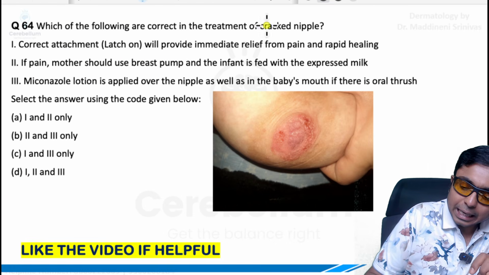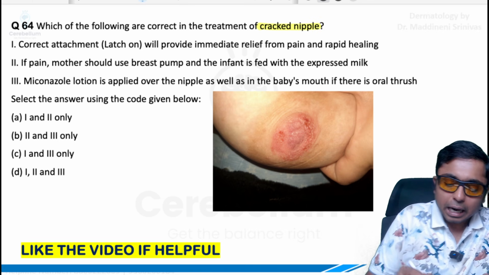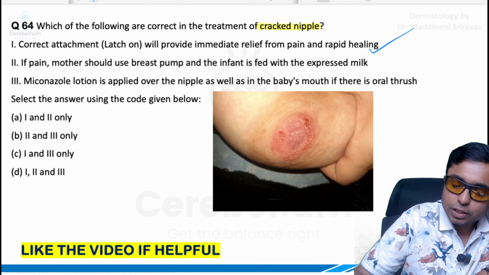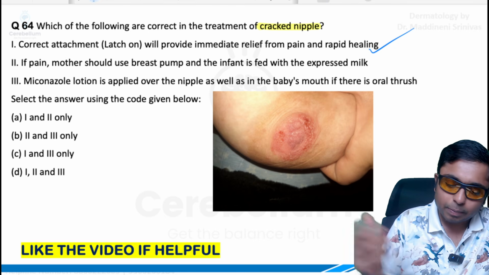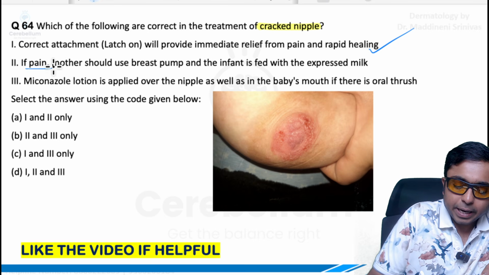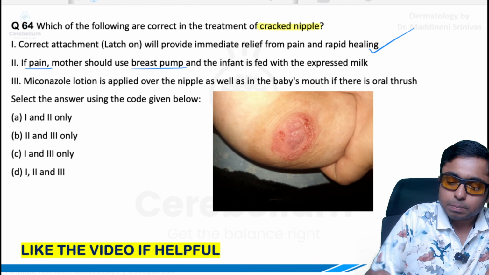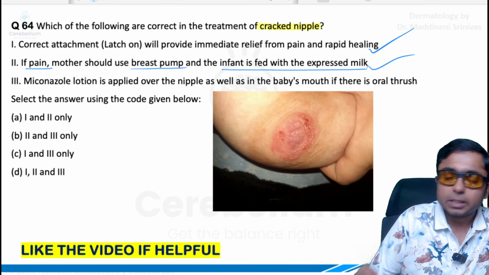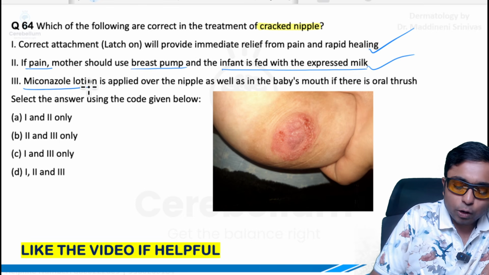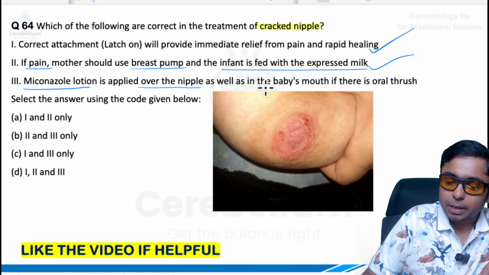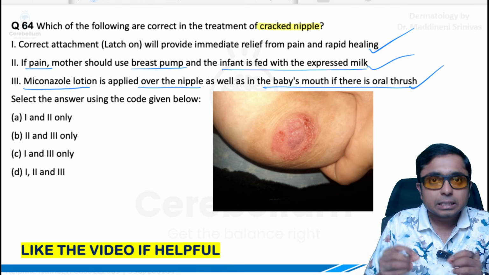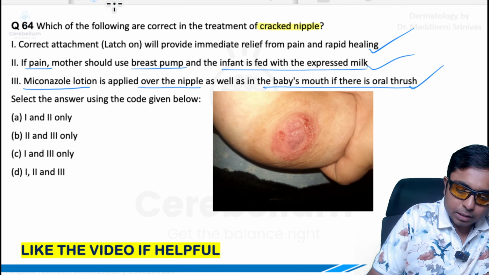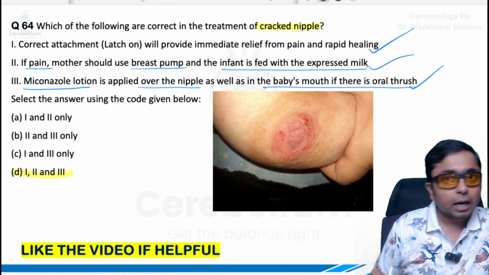So next question, cracked nipple. Correct attachment or latch will provide immediate relief from pain and also rapid healing will proceed. If there is pain, the mother should use a breast pump and the infant is fed with expressed milk. Absolutely correct statement. Miconazole, which is an antifungal, is applied topically over the nipple as well as the baby's mouth if oral thrush or oral candidiasis is suspected. So all these statements 1, 2 and 3 are absolutely correct.